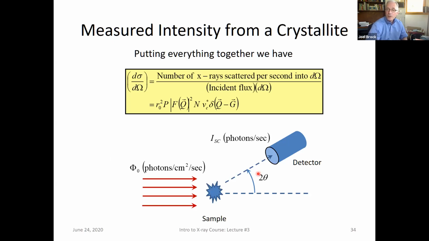Okay, we're almost ready to do an experiment there. We want to actually do a structural determination. We have to actually go measure the intensity from a crystallite. What we really care about is the number of X-rays scattered from these delta functions. We want to integrate these and find out the diffraction. So how can I get what's really coming to my detector, and how do I get back to my structure?